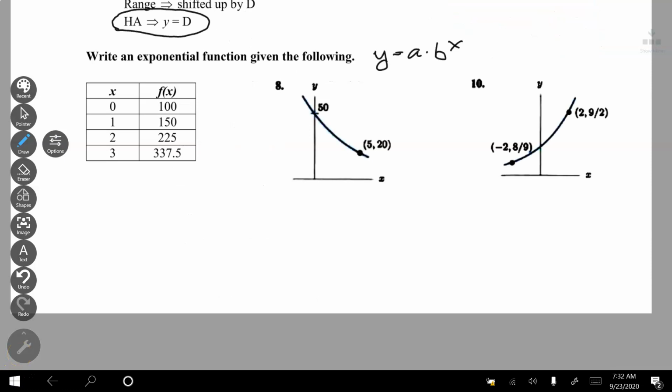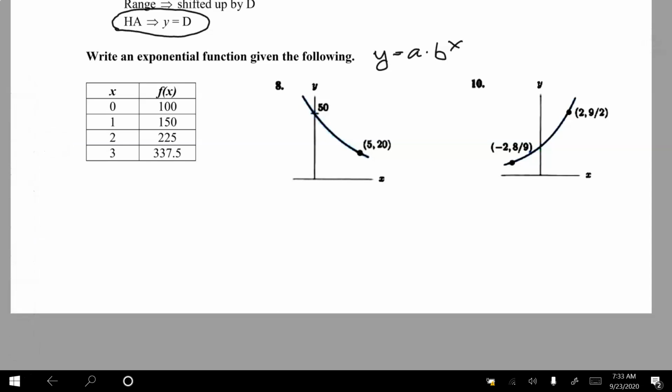Okay, let's try some examples. I'm going to write the equation y equals a times b to the x. A is the initial value, or the y-intercept, and b is the change factor. Well, this one's nice.